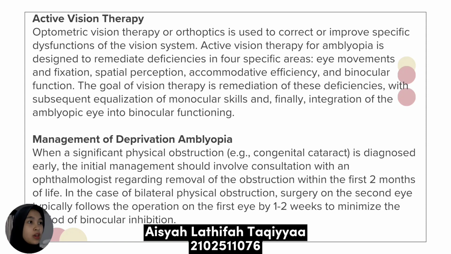Active vision therapy. Optometric vision therapy is employed to address and enhance particular dysfunction within the visual system. Active vision therapy for amblyopia aims to correct deficiencies in 4 specific areas: eye movement and focusing, spatial perception, efficient focusing ability, and binocular function.